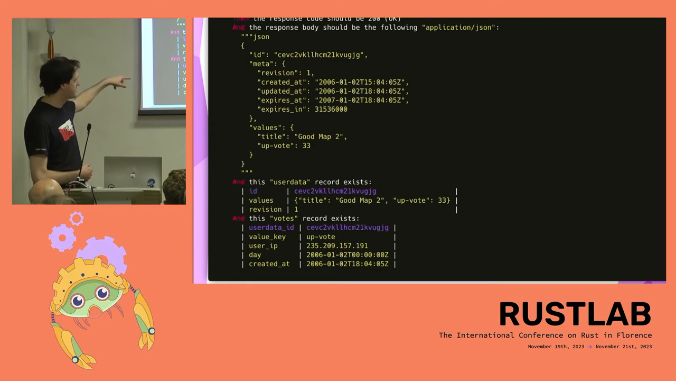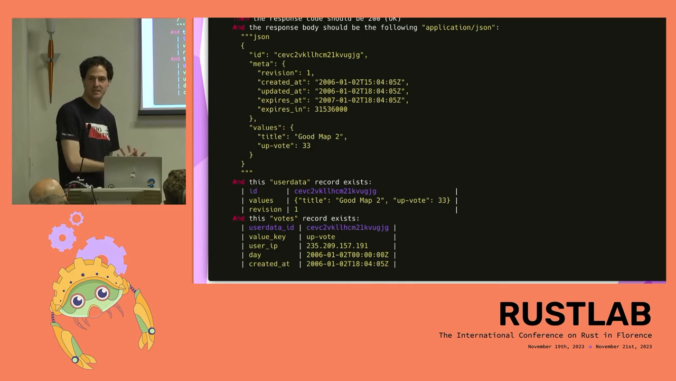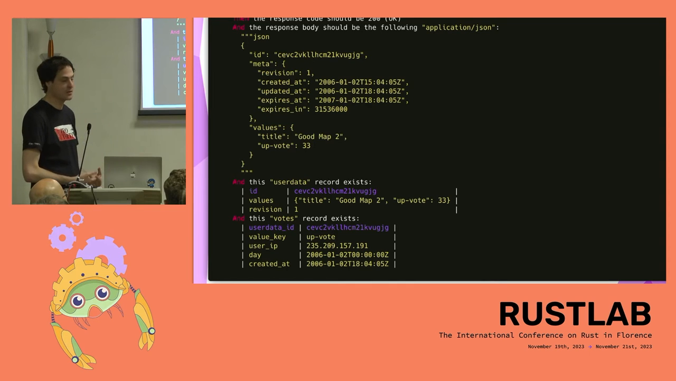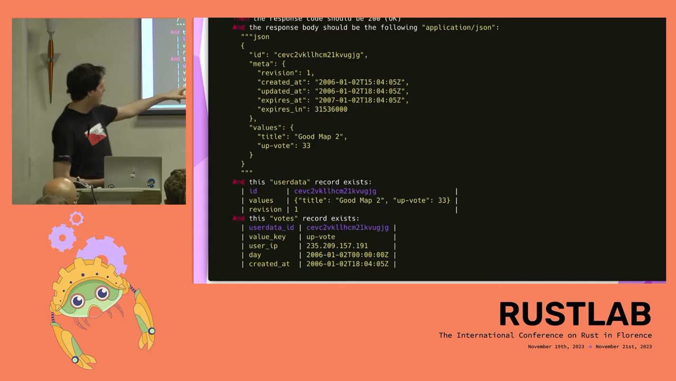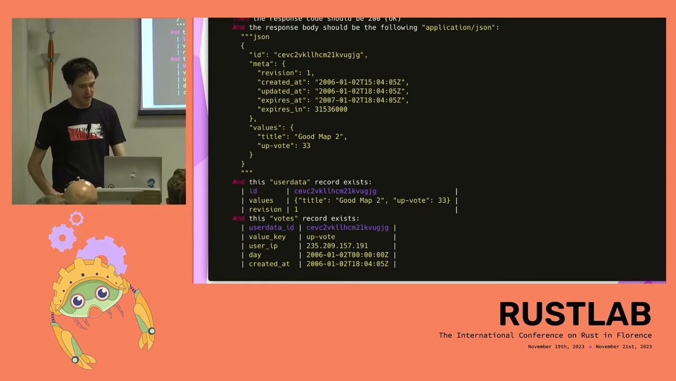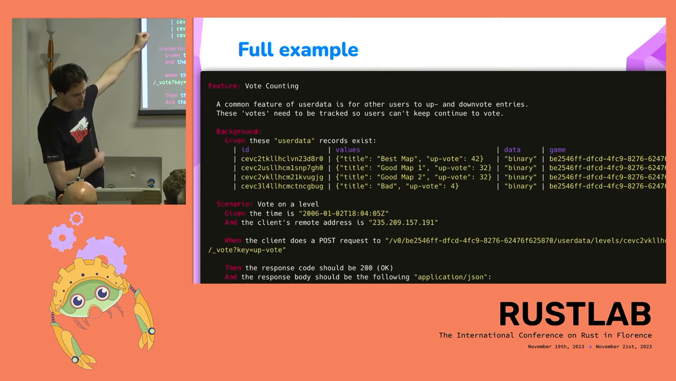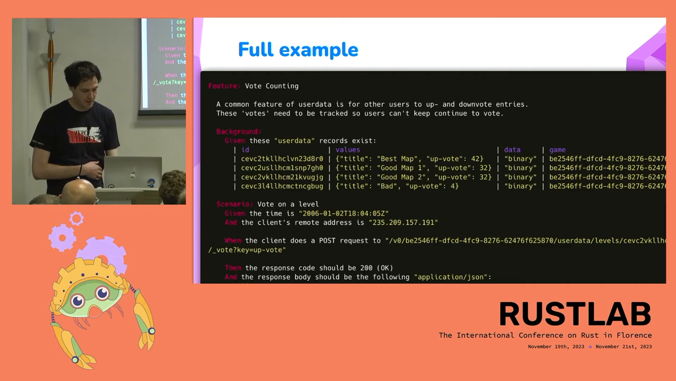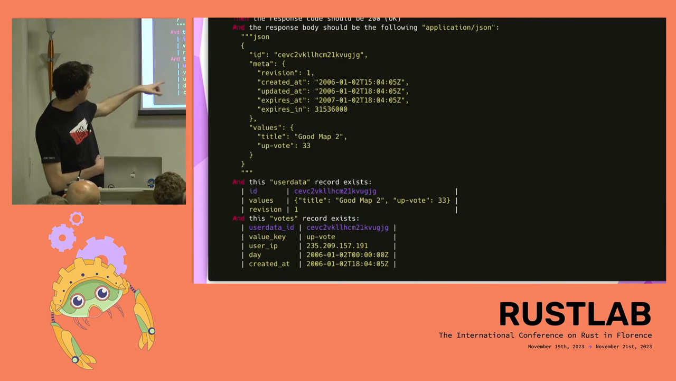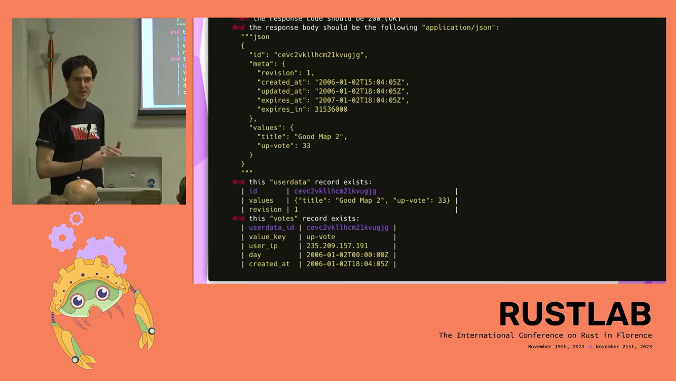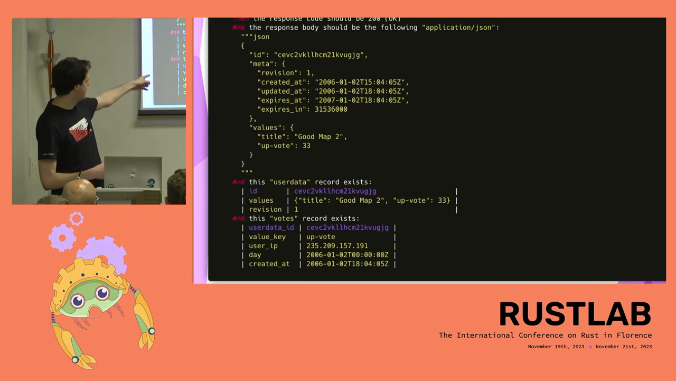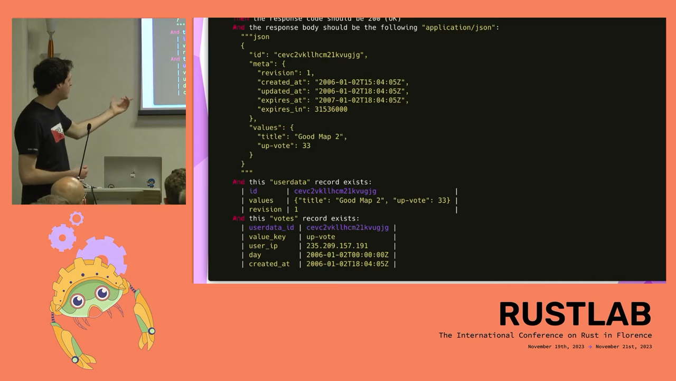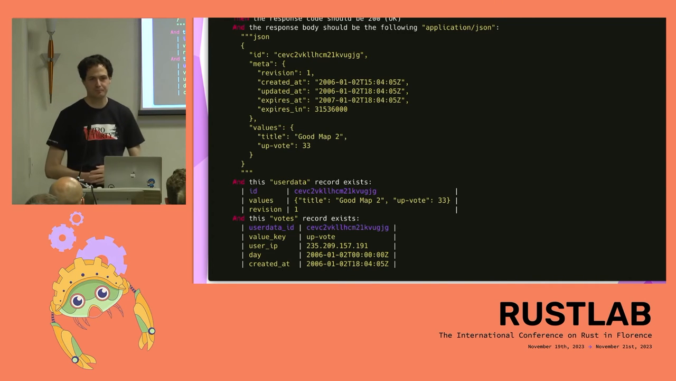And then the next tests are more for me. I also check if the database state is correct after this happening. So when this has happened, the upvotes should have gone from 32 in the beginning to 33. Also where it returns, it's 33. And I know in the database it's recorded as well. And for me, it was important that the revision didn't increase. We just do an upvote. So I also check that stays one.